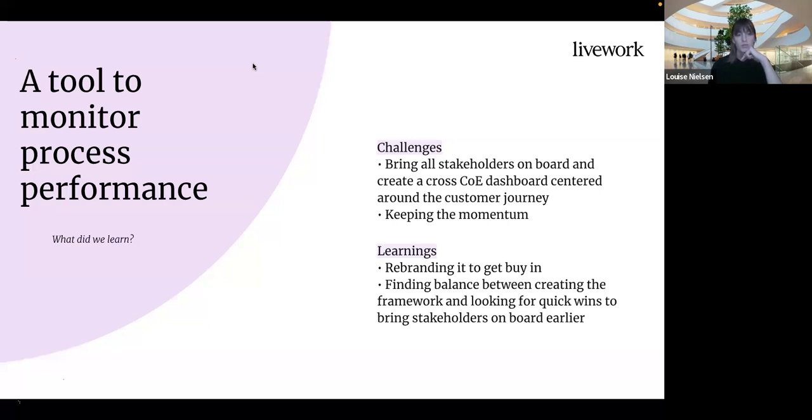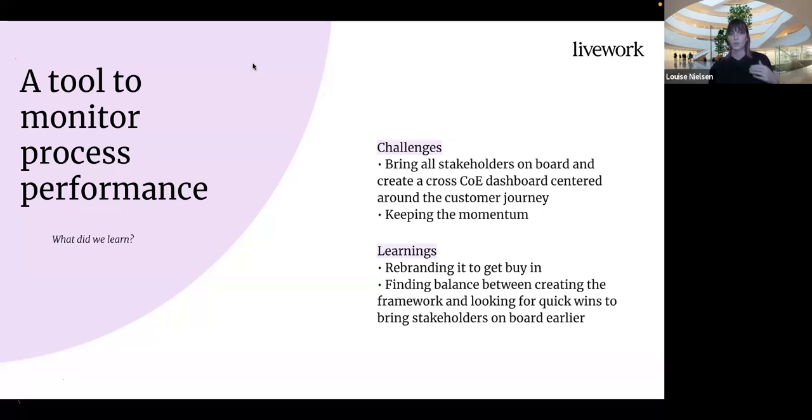Another learning that we got, or maybe more of a reflection, is when we look back, it might have been interesting to see if we had started the development earlier. We spent some time on building the dashboard with numerous metrics, and this is the end goal, of course.